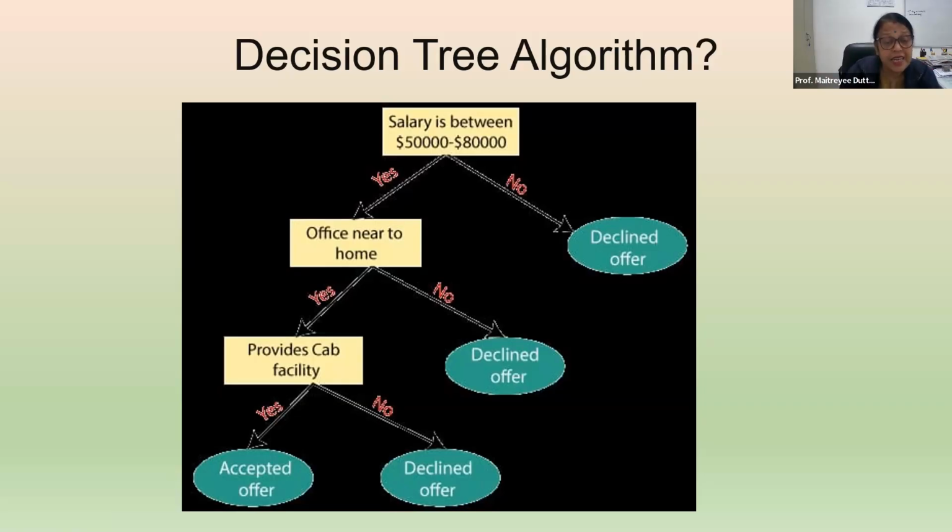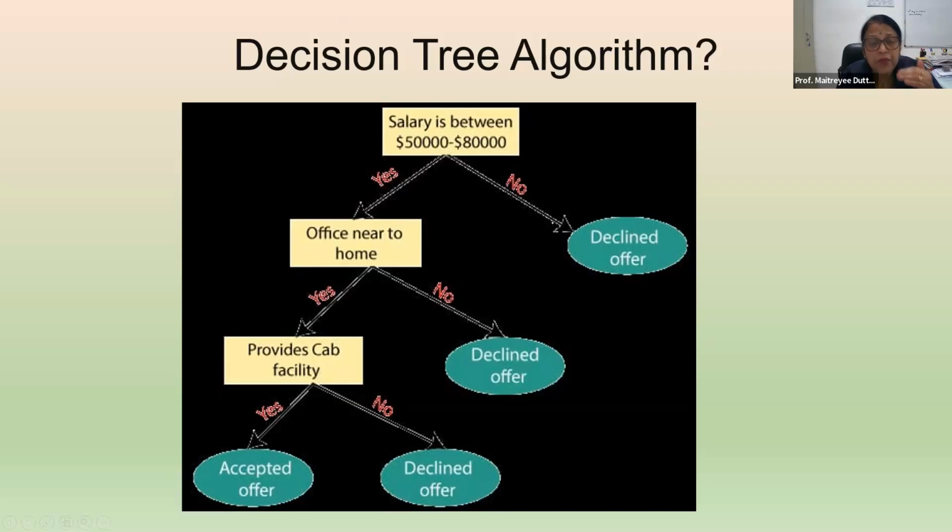We will split the data like this: whether we can get an office near to home or not, right? If it is near to home, then only we will consider it. If it is not near to home, then we can decline. Then again, whether it provides the cab facility or not. If yes, then only I will accept. If no, then I will decline.